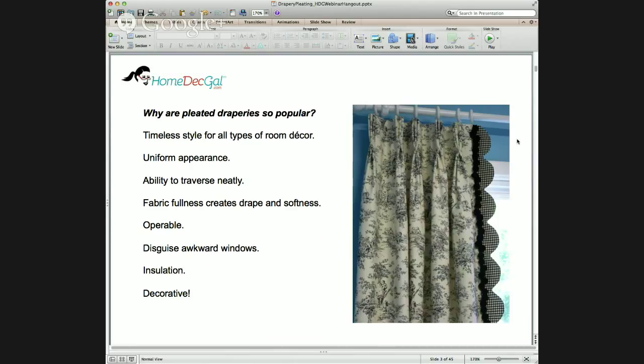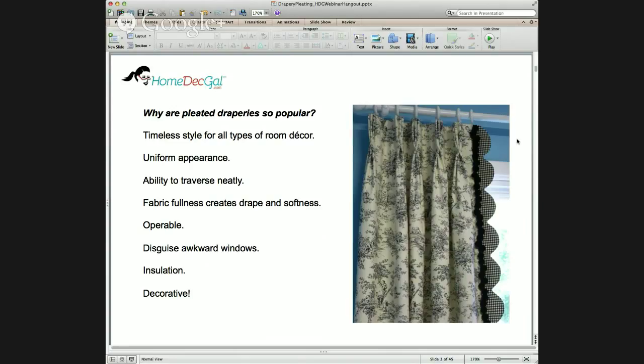Pleated draperies allow you to take fabric fullness and create drape and softness in the room. This really does help with interior design, giving you that fabric drape. If you look up drapery on Google, what you'll find is art. You'll find tons of drawings and paintings from the masters of drapery. Fabric really is a beautiful thing, and the way it flows, the way it hangs and drapes, makes a beautiful backdrop to your room.